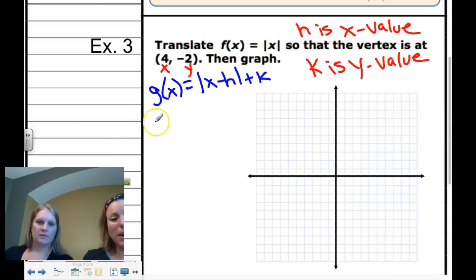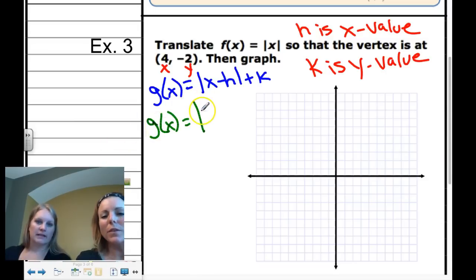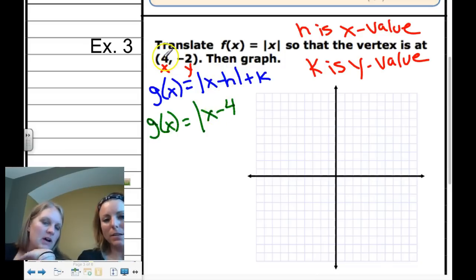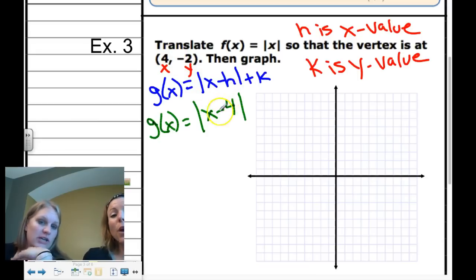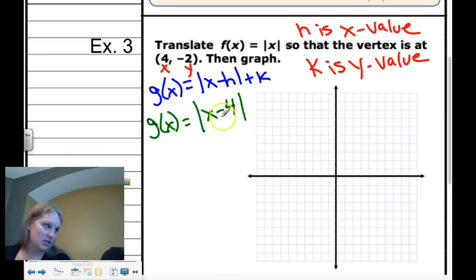So g of x. We got our g of x, and now we're transforming it since we're plugging it in. So we leave our x minus 4. And now notice, we have the minus in the equation. We plugged in a positive 4. You just leave it. You don't change the sign to plus. If x would have been a negative 4, then we would have changed it.